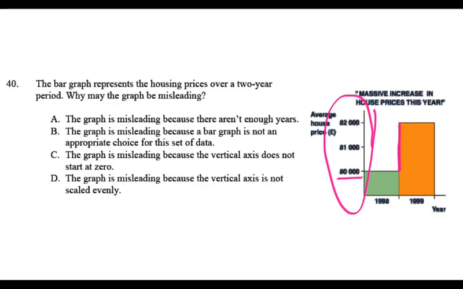So the graph is misleading because the vertical axis is not scaled evenly. That's not true. Just kidding. It's because it does not start at 0. It is scaled evenly. But since it doesn't start at 0, which it should, it's zoomed in too far, which makes it look like there's a huge jump when in reality it's not. So correct answer for that is C.